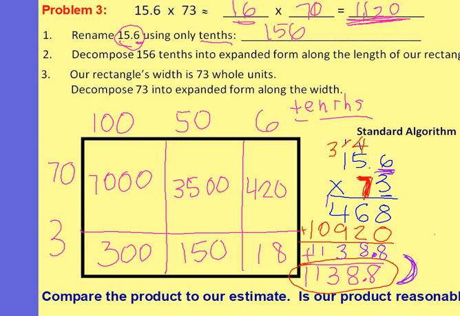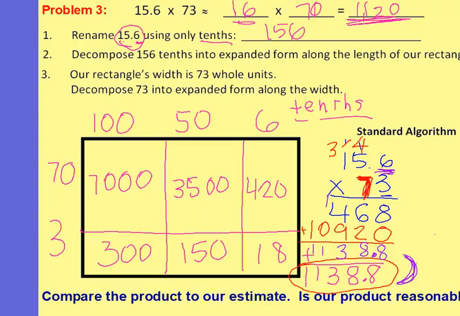We estimated it would be 1,120, came out to be 1,138 and 8/10. That's pretty close. That got us within about 18. So that got us really, really close. So we know that our product is reasonable and we have added correctly. Our standard algorithm proved that we multiply correctly, and our estimation supports that claim as well.